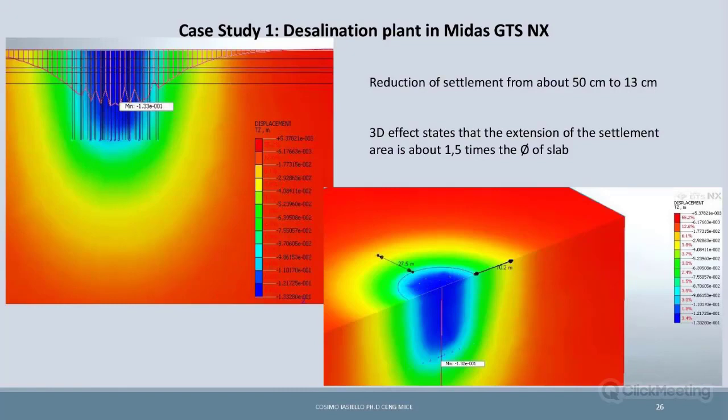So this is the case study with the reduction of settlements from half a meter to 15 centimeters. And also, it is important to study the 3D effects of the extension of the settlement. This is important because this desalination plant is not built in the middle of nowhere, where there is nothing. It is built in an area where there is high pressure water, a decantation tank, and other things that can be affected by the settlements in this area.